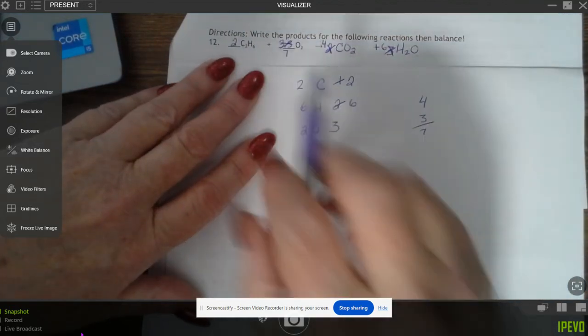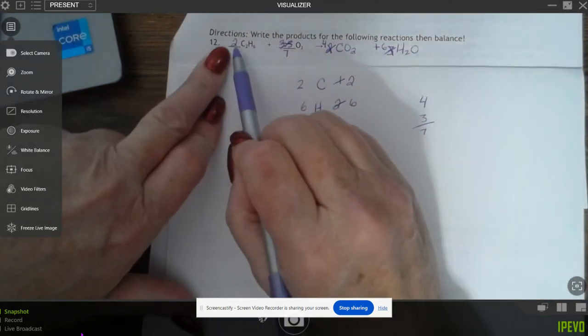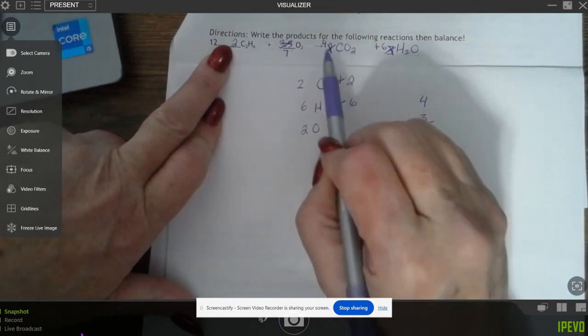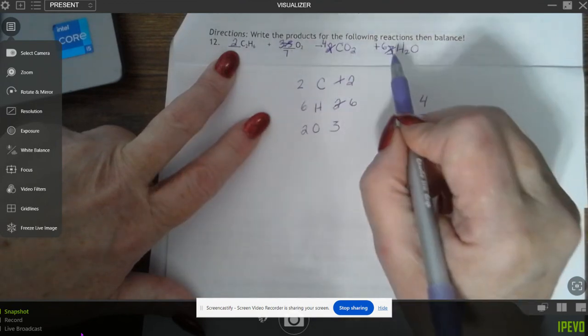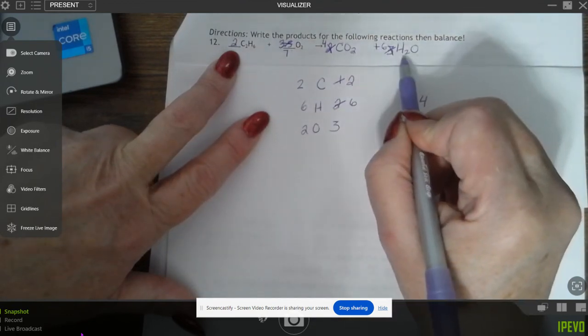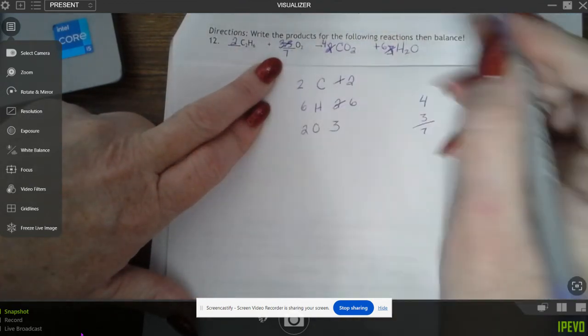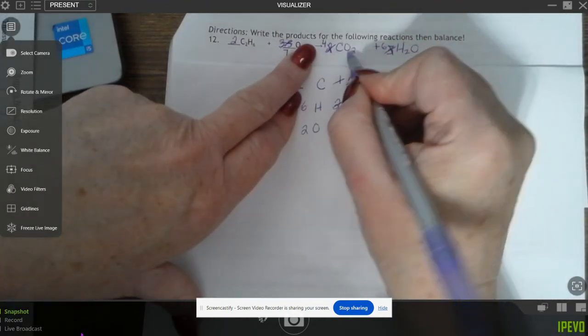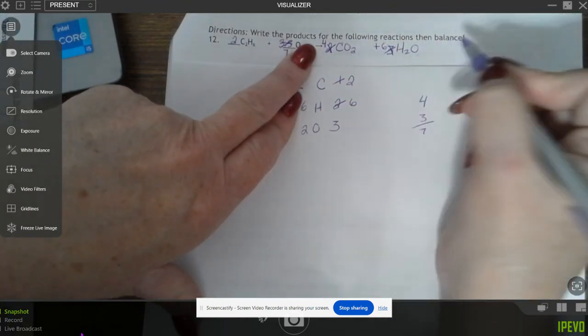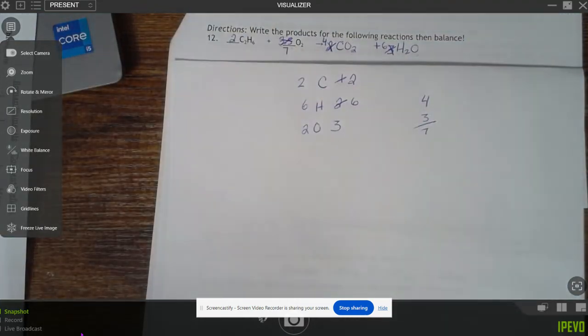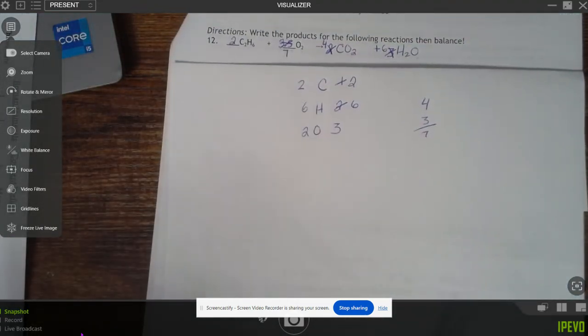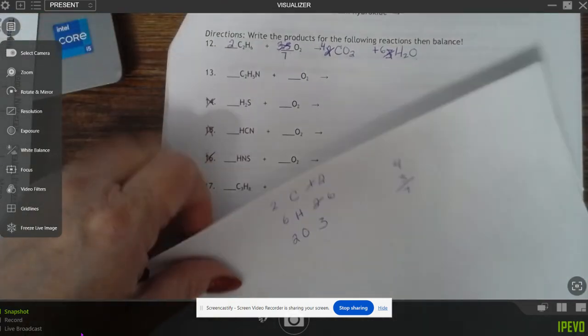So let's just count these up so we are sure. So 2 times 2 is 4 carbon. Over here I have 4 carbon. 2 times 6 is 12 hydrogen. 6 times 2 is 12 hydrogen. And then we have 14 oxygen. So here I have 4 times 2 is 8, plus 6, 14. Okay, so that's a little trick for balancing those hydrocarbon compounds that will come in handy.